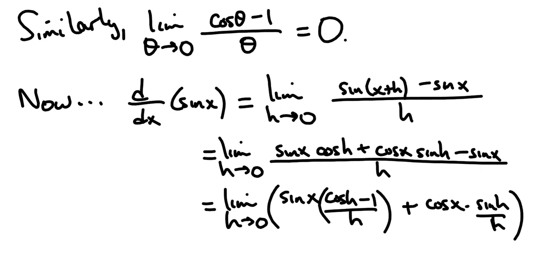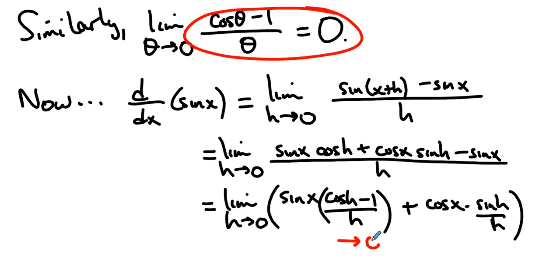So what happens? Cosine h minus 1 over h goes to 0. And from the previous slide, sine h over h goes to 1. So what's this limit? This limit is sine x times 0 plus cosine x times 1. The derivative of the sine function is the cosine function. This is well established.